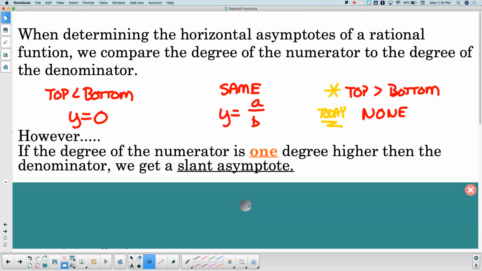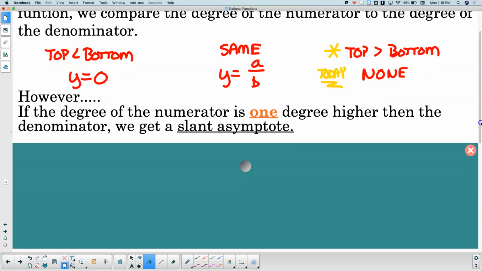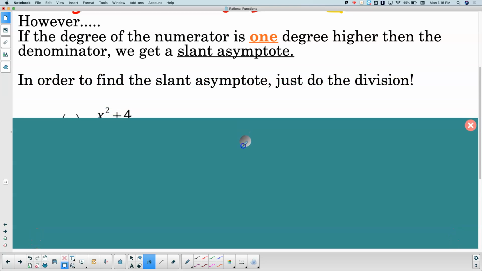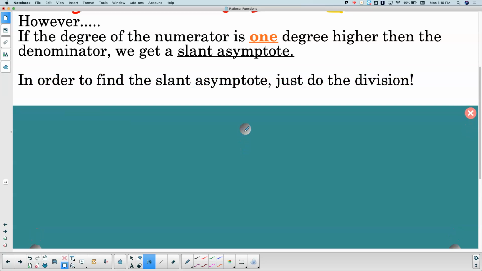I can't have a horizontal asymptote and a slant asymptote on the same graph. I can only have one or the other, because the slant asymptote only happens when I don't have a horizontal asymptote. Okay? In order to find the slant asymptote, we simply have to just do the division. We actually divide out that fraction. Okay? And that will give us then what is the slant asymptote.